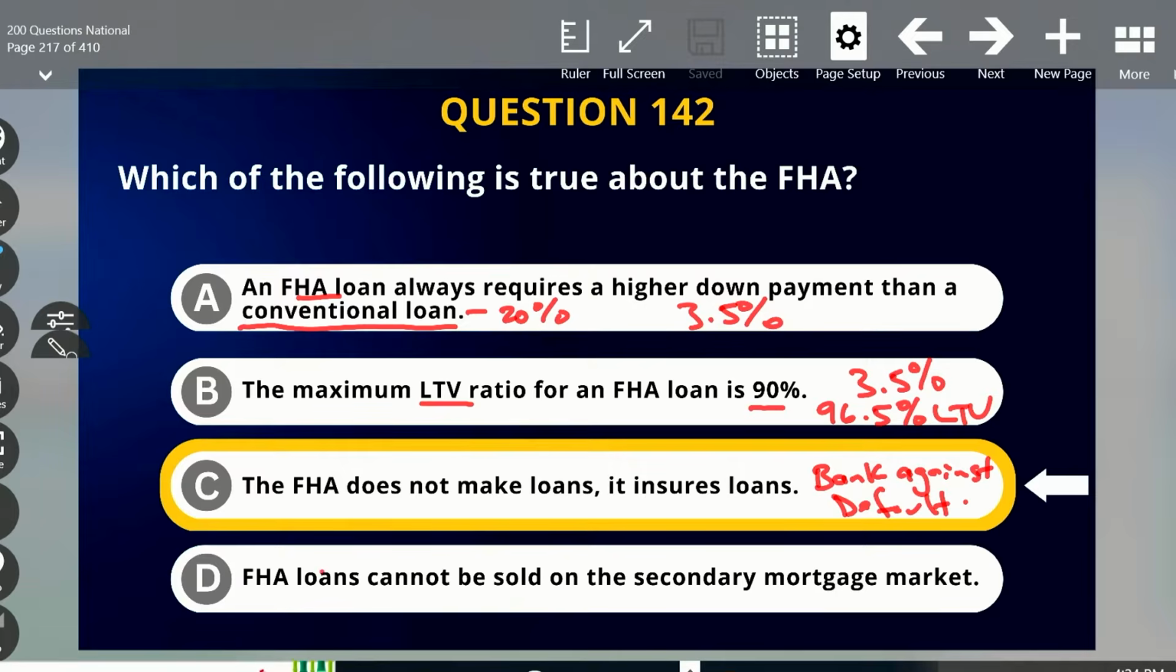And then letter D, FHA loans cannot be sold in the secondary market. Absolutely not true at all. The secondary market that purchases them are Ginnie Mae and Freddie Mac. So you learn about those in your real estate courses. Look up finance, secondary mortgage market. Definitely study items on the FHA and the VA, as you will see questions on exams all over the United States regarding those two programs.